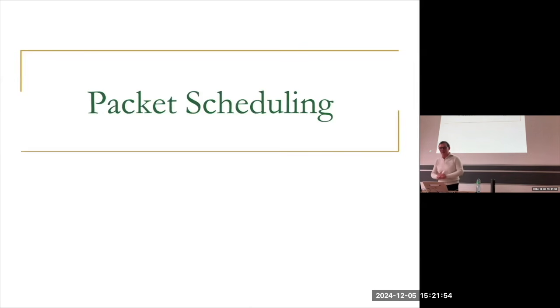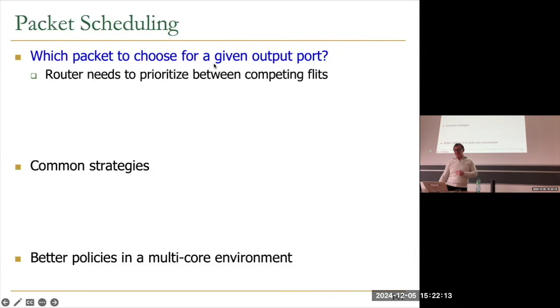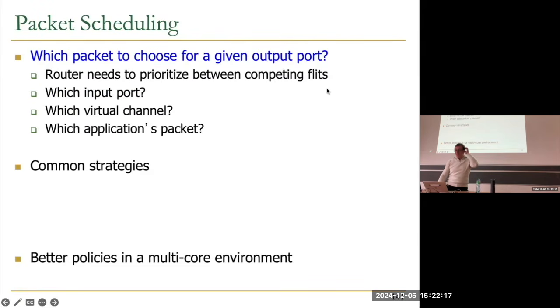Clearly, you need to schedule packets in bufferless networks. We've kind of looked at that. But now we're going to look at packet scheduling at a higher level, meaning application level. So basically, what is packet scheduling? Essentially, a router needs to decide which packet to choose for a given output port. Right? And routers need to prioritize between competing flits. Which input port to choose, which virtual channel to choose, which application's packet to choose. And these are all questions to ask.